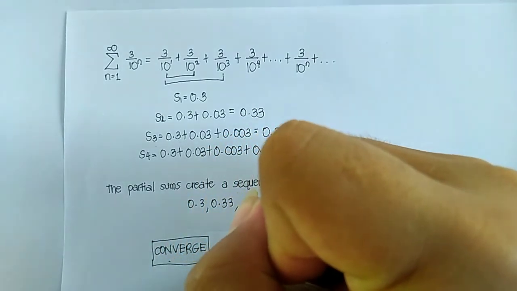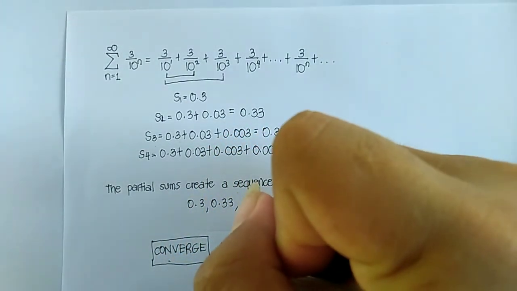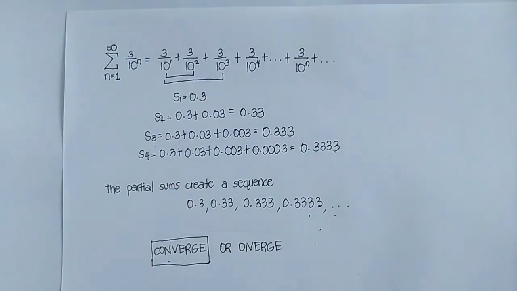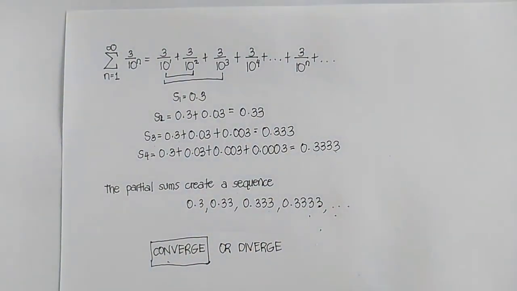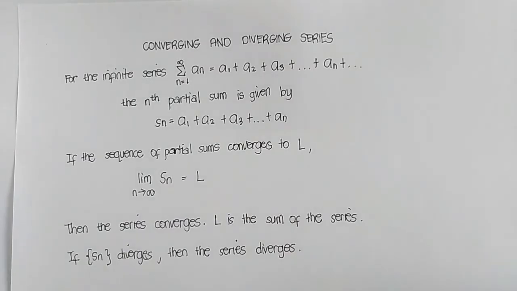Again, when we say an infinite series converges, it has a finite answer. Again, we should not be too surprised that convergent infinite series do exist. And now let's take a look at a more formal definition of converging and diverging series.